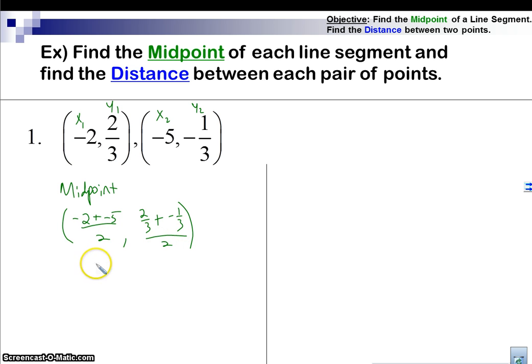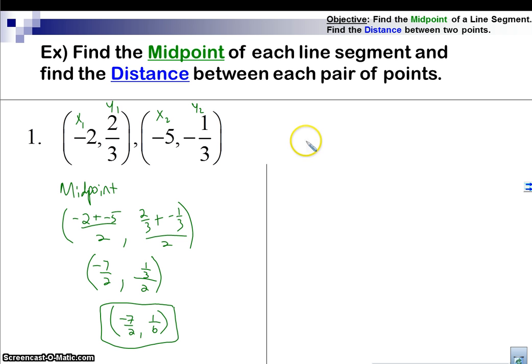So let's see, that's going to be -7 over 2. And 2/3 minus 1/3 is going to give me 1/3 divided by 2. So I'm going to have -7/2, and that's going to give me 1/6. Alright, so that's the midpoint.